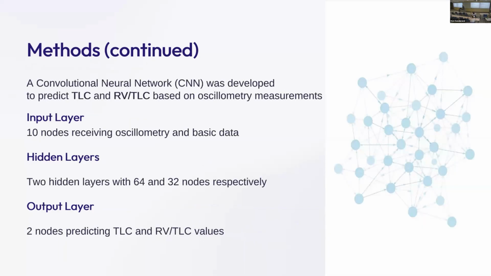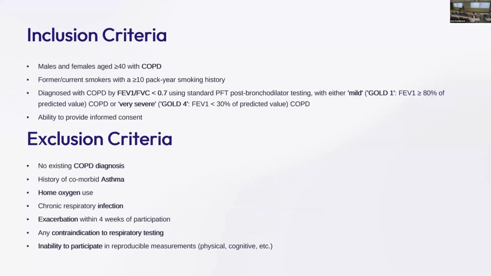We developed a very general machine learning model, a CNN, and the purpose was to predict the TLC and the ratio of RV-TLC. The model had 10 inputs, a very simple model with 2 hidden layers and an output of 2. The inclusion criteria was to basically choose the very severe and mild patients.